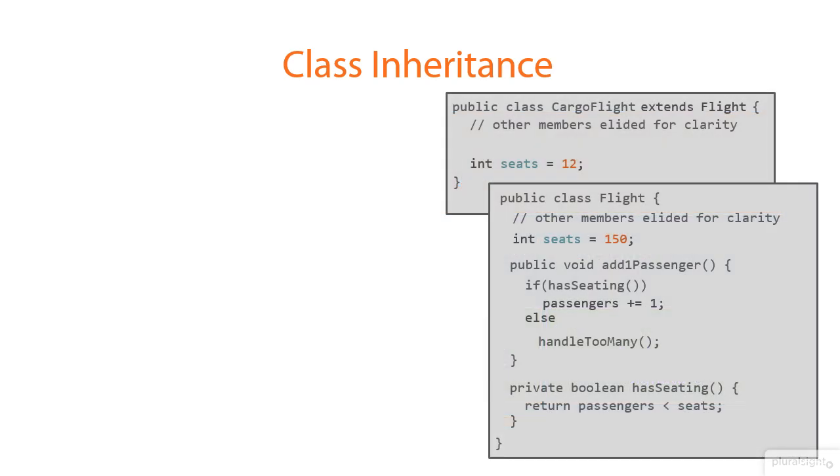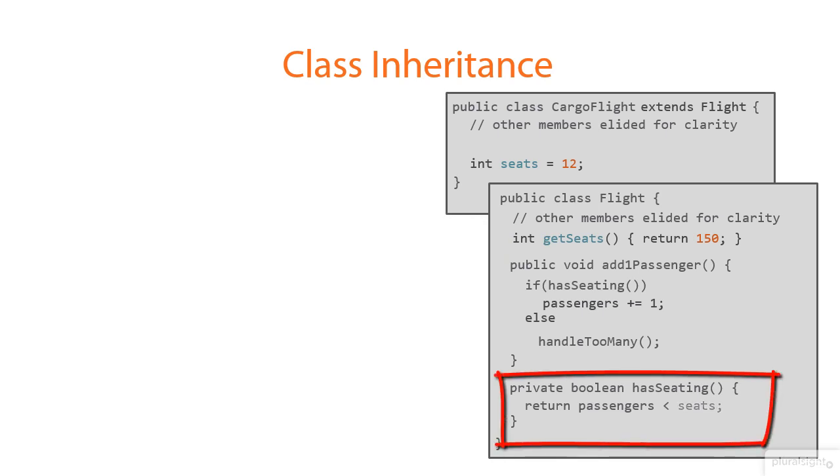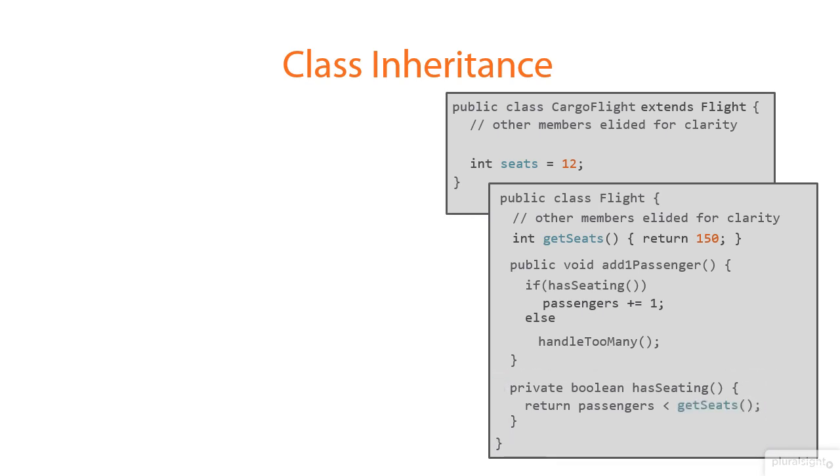So we have our class here, cargo flight, deriving from flight. Same exact code we saw before. But where we set seats equal to 150 as a field, we're going to get rid of that field seats and change it to a method called getSeats that returns a value of 150. Of course, that means that our hasSeating method has to be changed to get rid of seats and instead call getSeats. Then our derived class, cargo flight, will get rid of its field seats and add in a method called getSeats that returns 12.